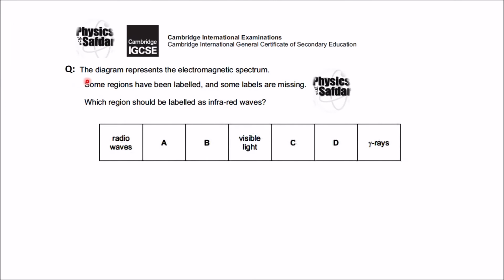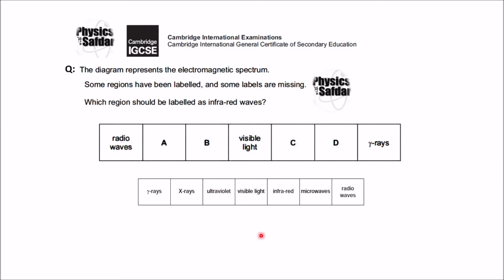Now the question is, the diagram represents the electromagnetic spectrum. Some regions have been labeled and some labels are missing. Which region should be labeled as infrared waves? Look at this electromagnetic spectrum, starting with radio waves from left hand side. A, B are missing, then visible light, C and D are also missing, and at the end we have gamma rays. You need to know which region should be labeled as infrared waves at A, B, C or D.